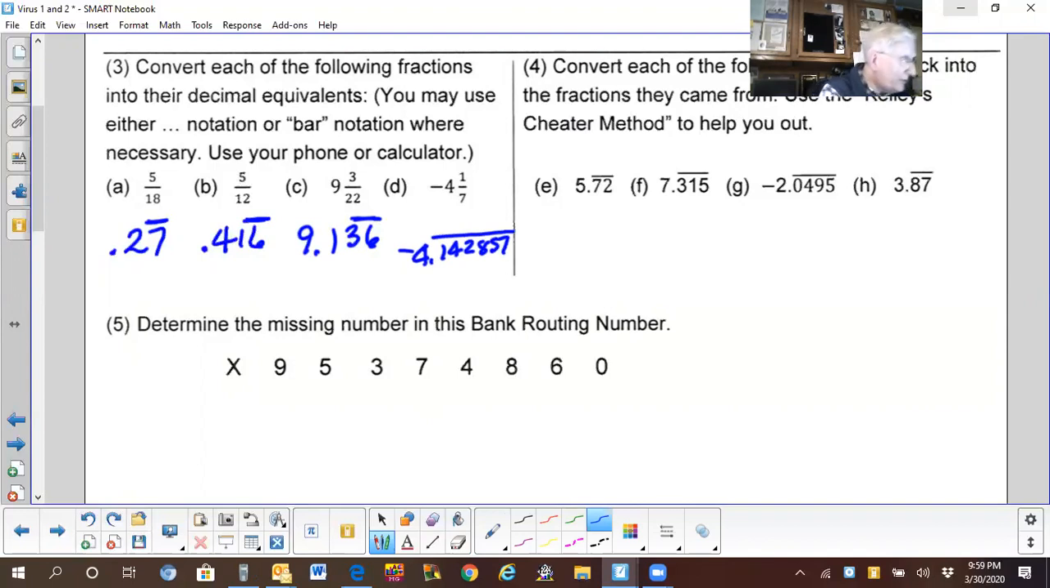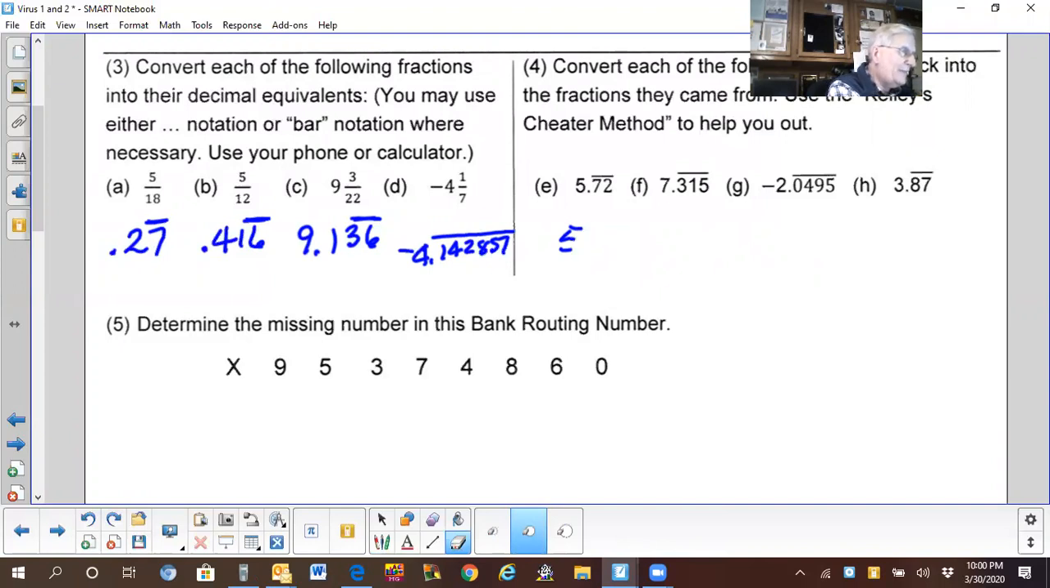Okay, so there's a quick review of dividing fractions out to convert them into decimals. I probably won't even put any of those on the quiz, but I will put ones like number 4 on here. You can use the Kelly's cheater method to convert these back to the fractions they came from. It is really simple, gang. All you got to do is look at how many numbers are repeating, put the whole number out there, and you don't need the decimal point, so I probably should erase that.